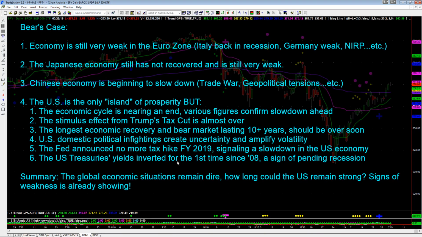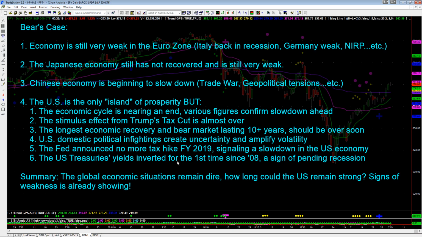Now, number two, the Japanese economy still has not recovered and is still very weak. As we all know, for the past about 30 years, starting in 1989, the Japanese economy has been in a great recession of its own. It hasn't really been growing, but it hasn't collapsed. It's basically just stuck there. The latest economic figures show that it's not really growing. Every time it grows a little bit and falls right back, back and forth. So the Japanese economy is still very weak. And remember, Japan is the number 3 economic entity in the world, after the US and China.